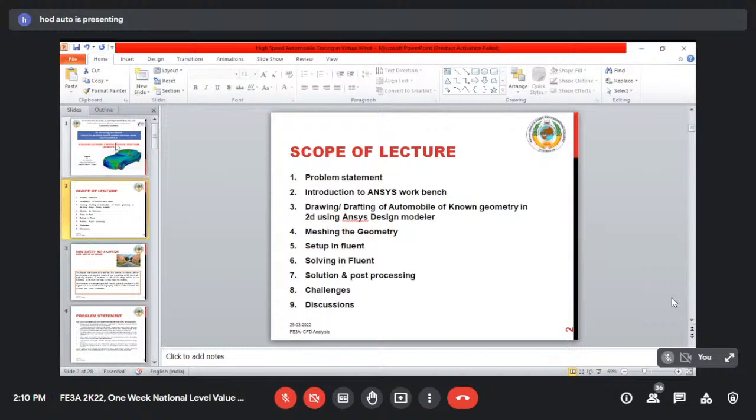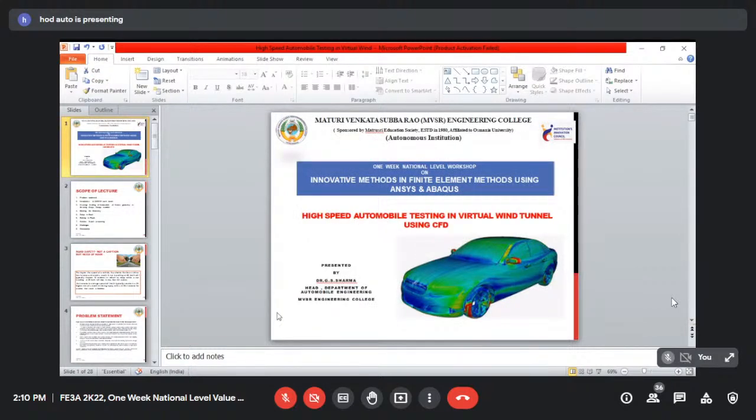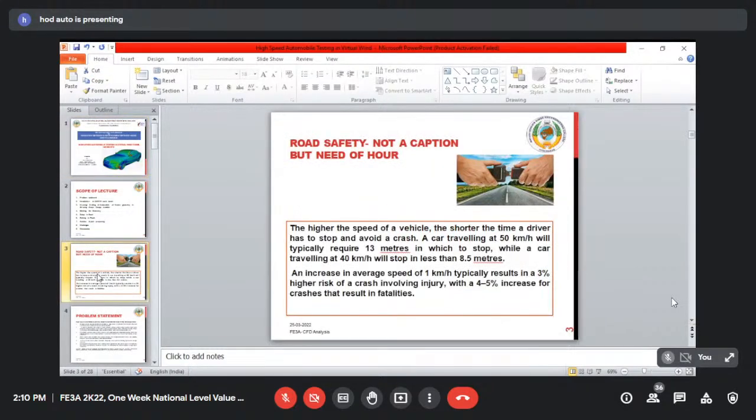Prior to going into it, because I was using this word high-speed automobile testing, I would like to say speed kills. It thrills, but it always kills. If you look at road safety, it's not a caption, but the need of the hour, because in the morning, whenever I log into my computer and see the updates, I come across a severe accident on the road. It's not one life, it's a family.